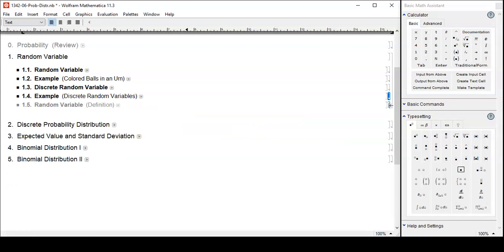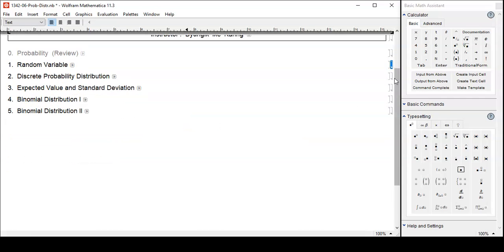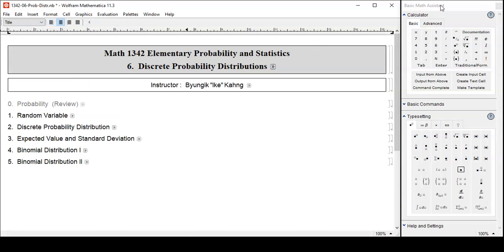If you're interested in the precise definition of a random variable, here it is. It's actually a real valued function defined on the sample space. But just consider it as a scheme, a gambling model with payoffs.